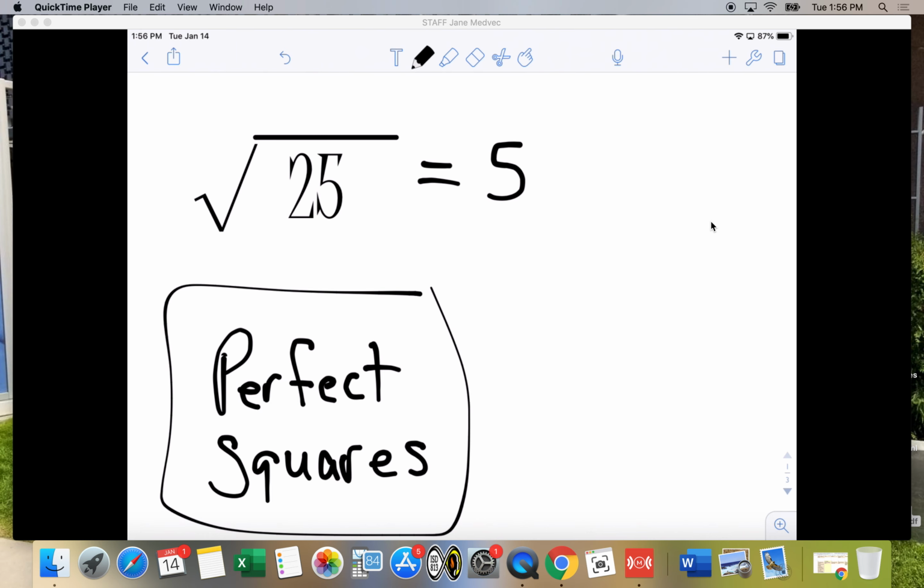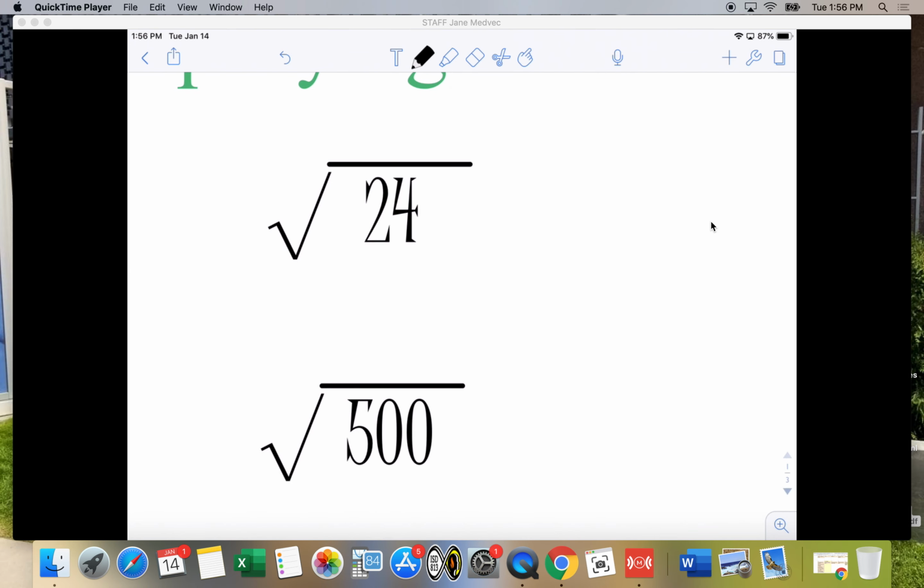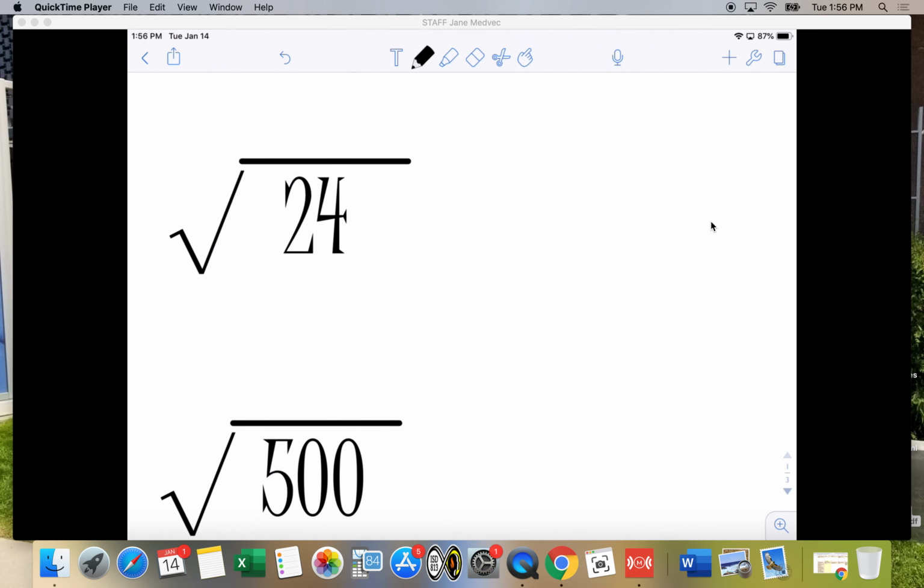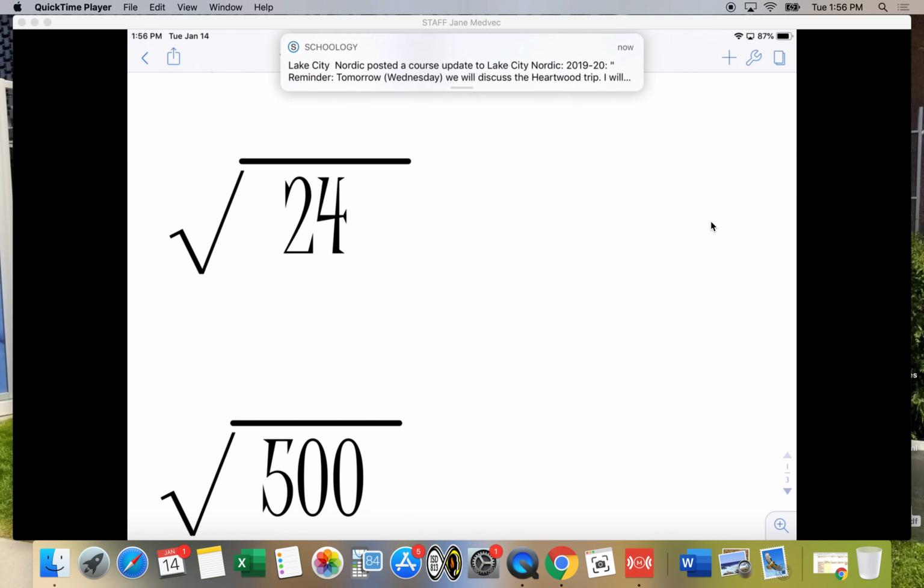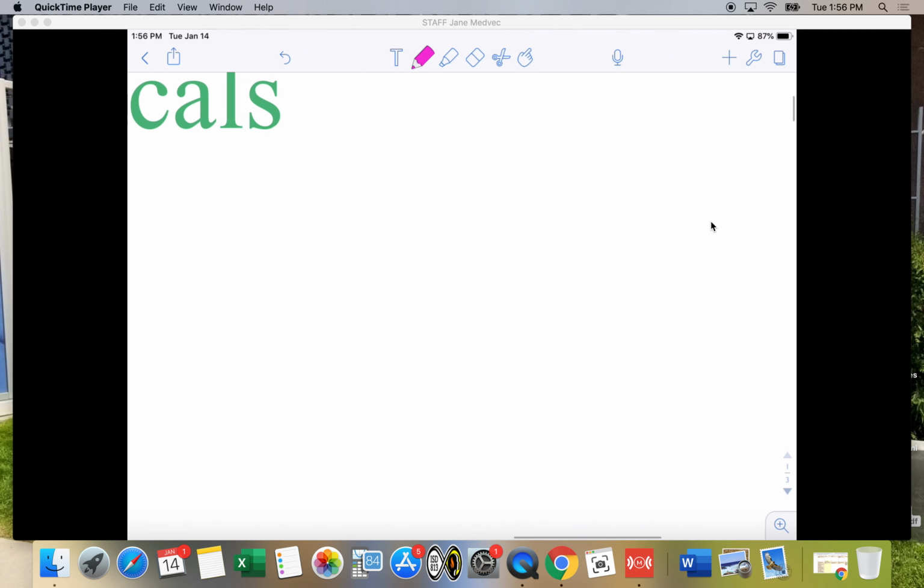Okay. Now, if I go back up to the other column, you're going to see the square root of 24. And if I put that in my calculator, you're going to notice I don't get like 5 or 6. I get some kind of a decimal. This is not a perfect square. So how you're going to take care of these is you're going to take 24 off to the side, and you're going to make a factor tree, and you're going to break these down.